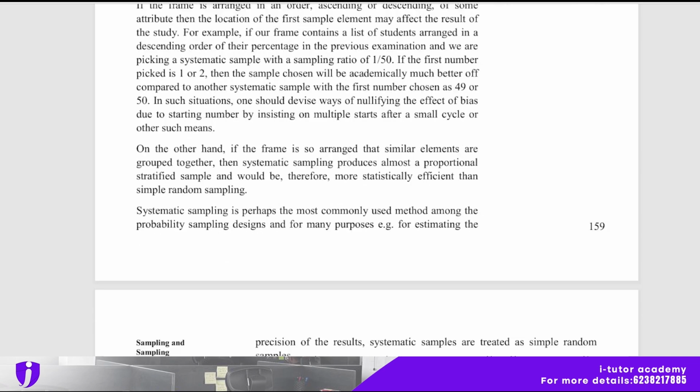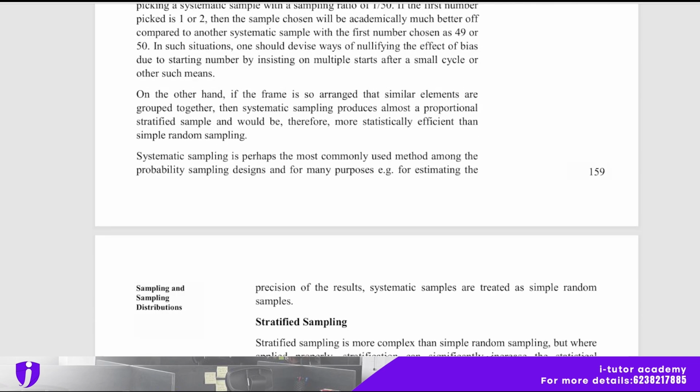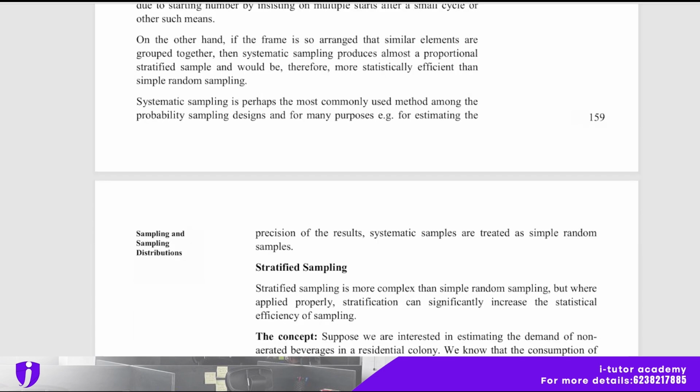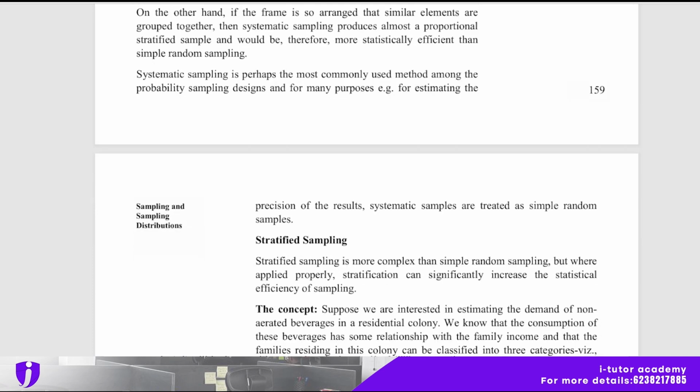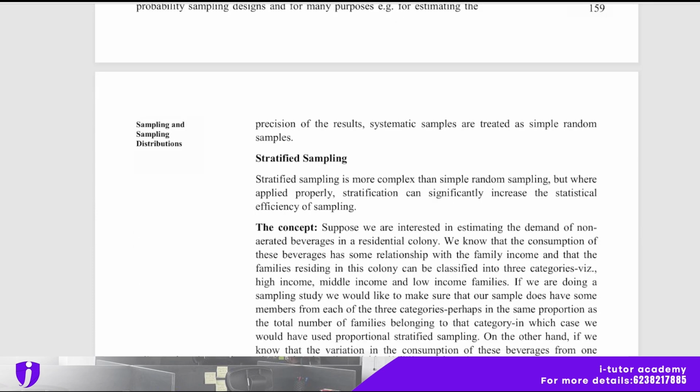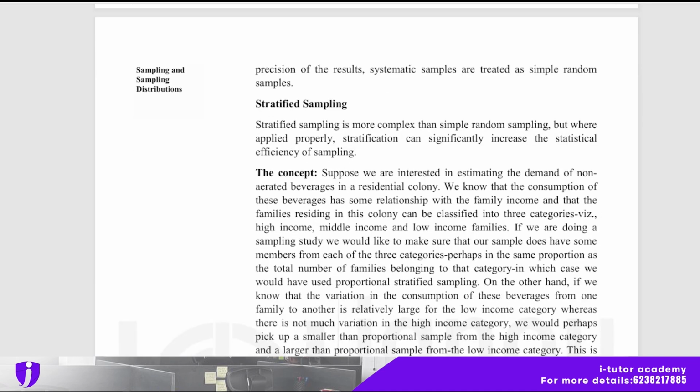On the other hand, if the frame is so arranged that similar elements are grouped together, then systematic sampling produces almost a proportional stratified sample and would therefore be more statistically efficient than simple random sampling. Systematic sampling is perhaps the most commonly used method among the probability sampling designs. For many purposes, for example for estimating the precision of the result, systematic samples are treated as simple random samples.